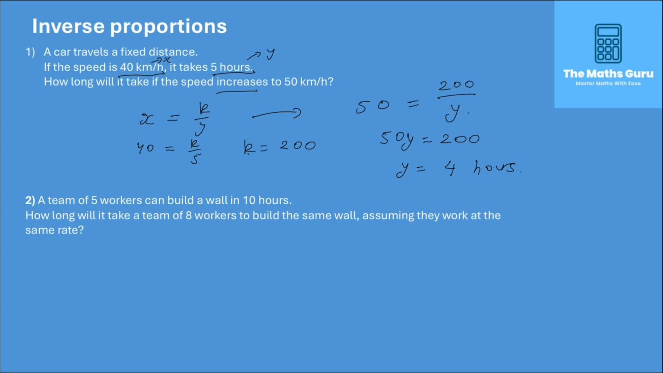Looking at question 2, a team of 5 workers, so 5 is going to be our x, can build a wall in 10 hours, that's going to be our y. How long will it take a team of 8 workers, that's our new x, to build the same wall assuming they work at the same rate?